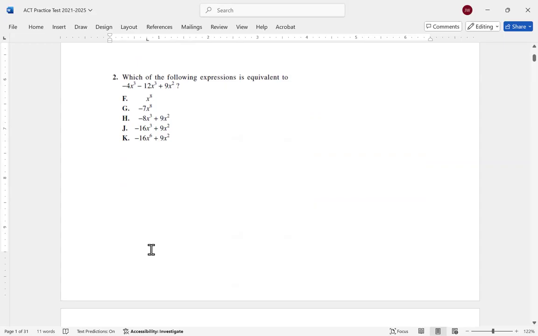Question 2. Which of the following expressions is equivalent to negative 4x to the third minus 12x to the third plus 9x squared? In this problem, we're going to combine like terms. When we combine negative 4x to the third and negative 12x to the third, we get negative 16x to the third. And then 9x squared is not a like term to the other two. So that gives us negative 16x to the third plus 9x squared, which is option J.